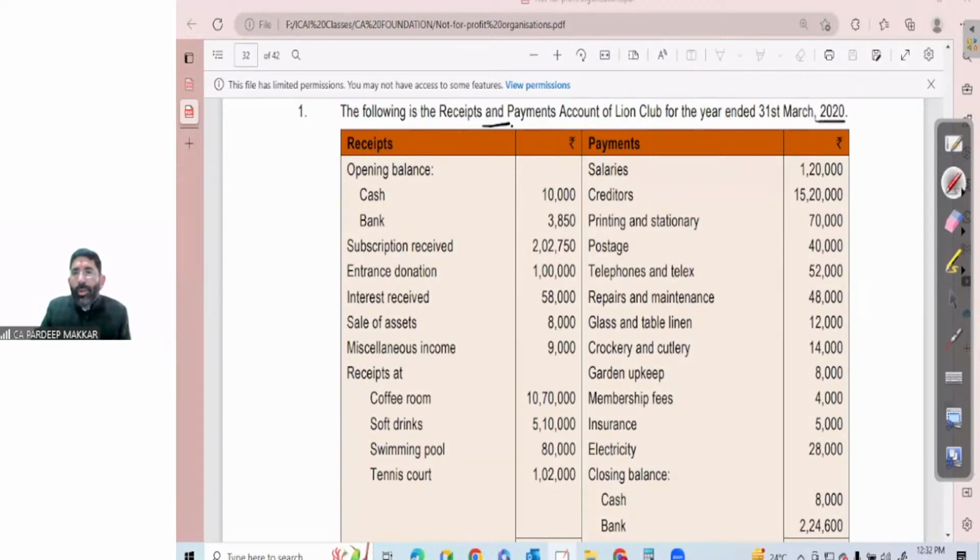Year ended 2020 is given to you. Lion Club is the name of the organization. So these are the opening balances which will obviously go to the opening balance sheet. If we need to prepare an opening balance sheet, we need to enter these balances, because these balances will have no impact anywhere else.